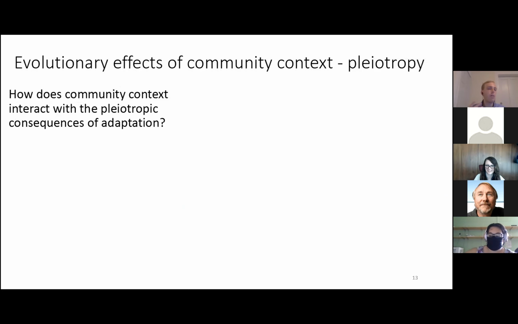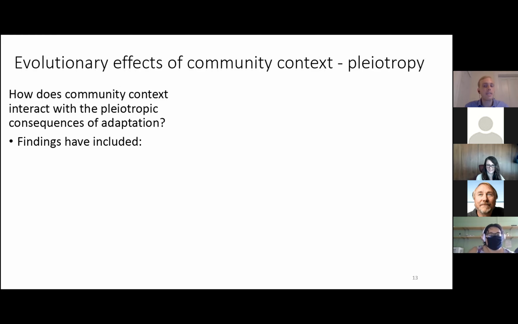So finally, how does community context interact with traits that aren't just infectivity and resistance? These sort of pleiotropic consequences of adaptation, whether it be growth rate or yield or other traits. And again, this is an area where studies have really diverged.